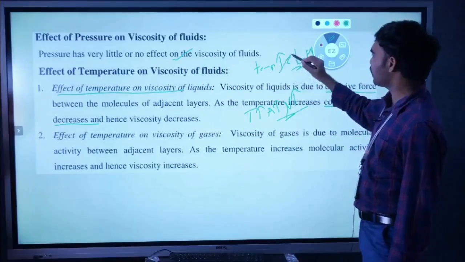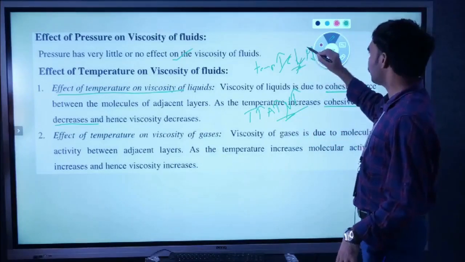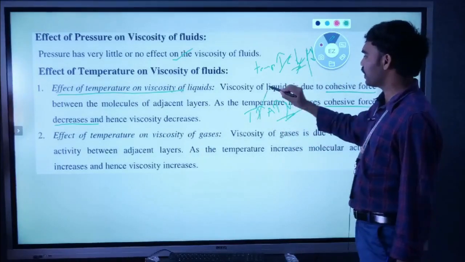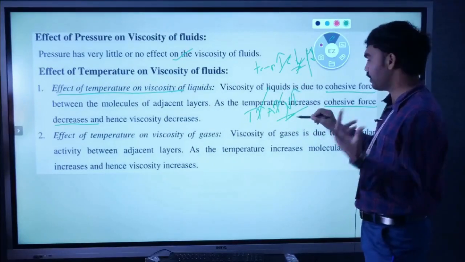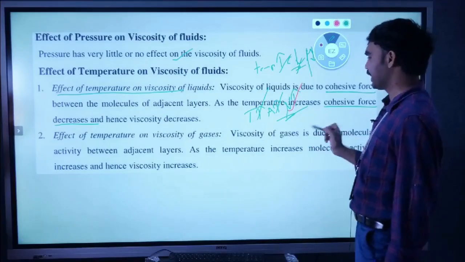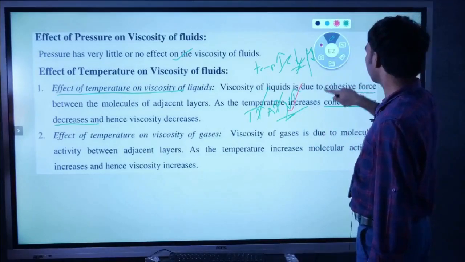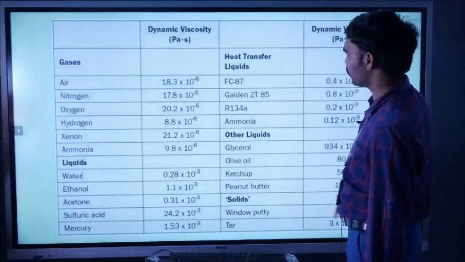The temperature increases, cohesive force between the molecules will decrease, which leads to decrease in the viscosity. The temperature increases, molecular activity increases. If the molecular activity increases, then it will offer more resistance to the flow, so viscosity will increase. Now we will try to solve some numerical problems.